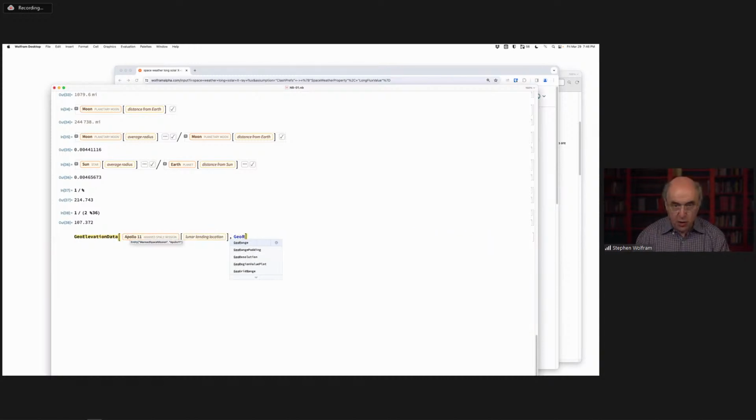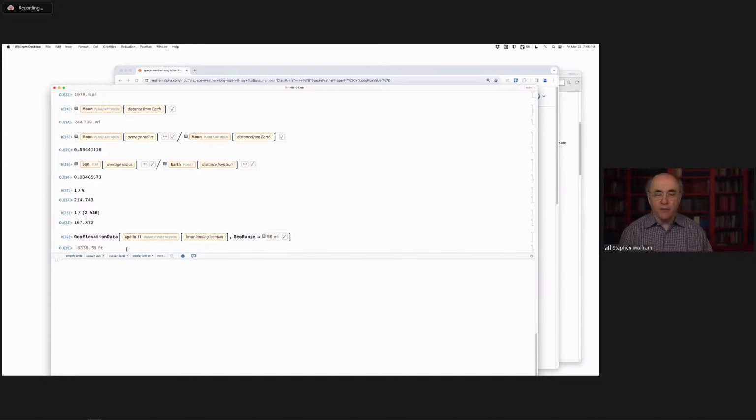And let's say geo range, let's say, I don't know, 50 miles or something. And this is now going to give us the topographic data for the moon around the landing. Oh, that's just telling us the actual geo elevation for that position relative to sea level, so to speak, on the moon, which is something you have to define. You have to define the zero of elevation on the moon. This is giving you that.